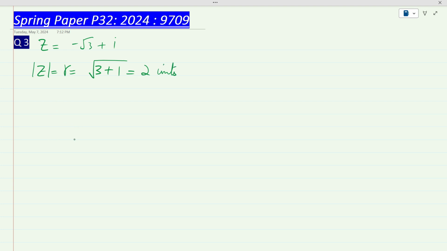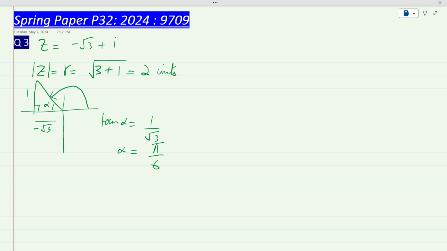Now we have to find its angle. In order to find the angle, we have to find the quadrant. x is negative, and y is positive. It is somewhere over here. So this is root 3, this is 1. As we are interested in the basic angle, we are considering it positive. So let's find the basic angle, 1 over root 3. So the basic angle is pi over 6, as it is in the second quadrant. So the argument would be pi minus pi over 6. That would be 5 pi over 6. So our argument of z is pi minus pi over 6, which is 5 pi over 6.